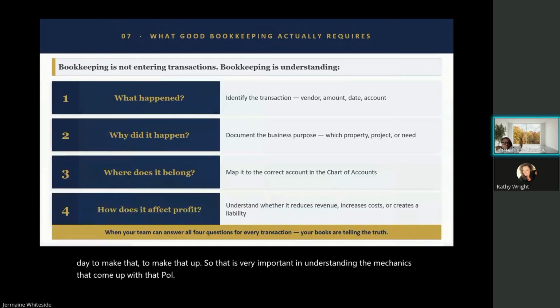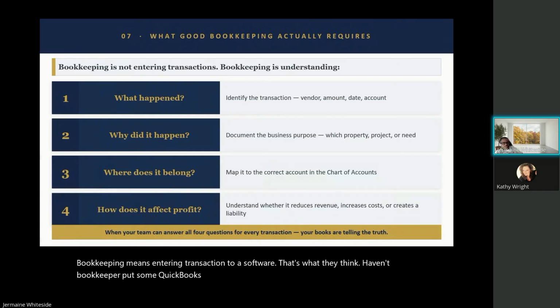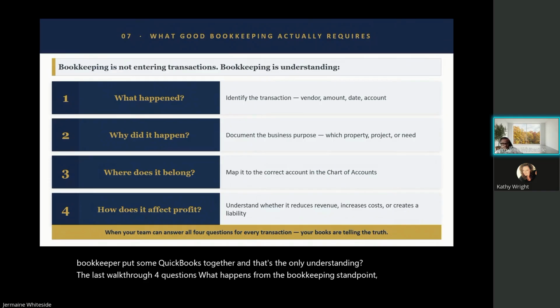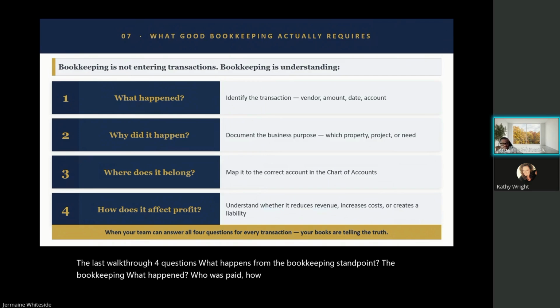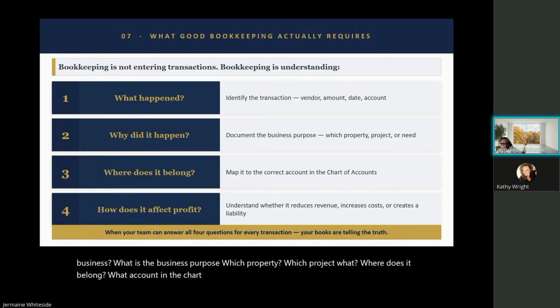As most people think, bookkeeping means entering transactions into a software. That's what they think. "Hey, my bookkeeper puts some QuickBooks together," and that's the only understanding. Let's walk through 4 questions. What happens from the bookkeeping standpoint? What happened? Who was paid? How much, and when? Why did it happen? What is the business purpose? Which property, which project? Where does it belong? What account in the chart of accounts? The drawer in the filing cabinet.